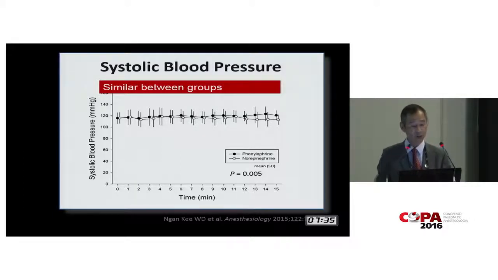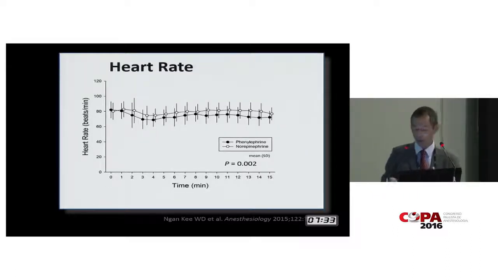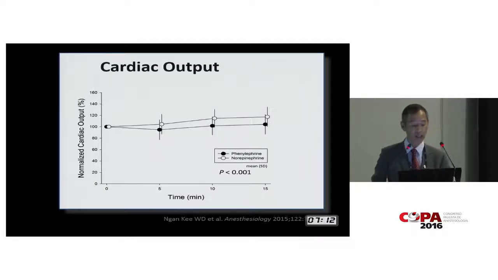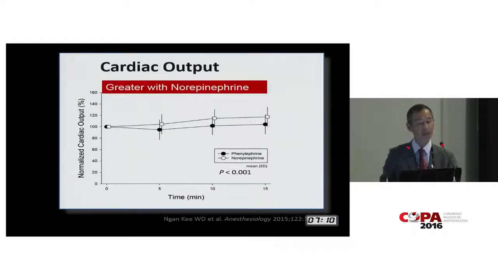However, when we look at the heart rate, when you compare the white circles, which is norepinephrine, with the black circles, which is phenylephrine, you can see that the heart rate was maintained much more closely to baseline. It was greater with norepinephrine compared with phenylephrine. And this was associated with greater cardiac output in the norepinephrine group compared with the phenylephrine.